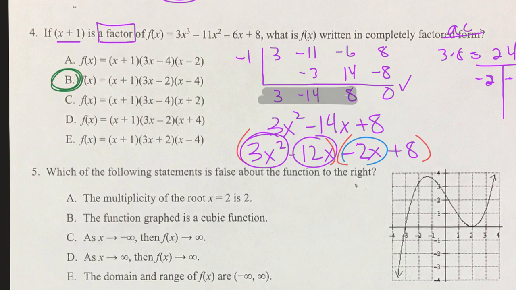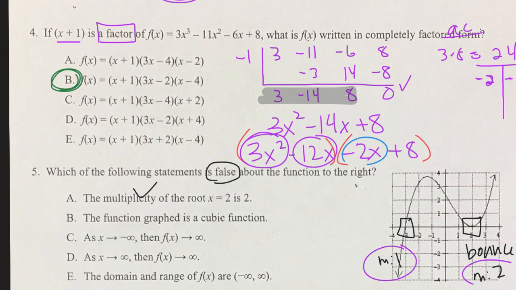Which of the following statements is false? We're looking for a false statement. The multiplicity of root x equals 2 is 2. Nope, that's true. It bounces here. So every time the graph bounces, it has an even multiplicity. That's multiplicity of 2. That's true. It's a cubic function. This one has a multiplicity of 1 because it crosses. So the sum of your multiplicities, 1 plus 2, is 3. Cubic means x cubed, so that's true.